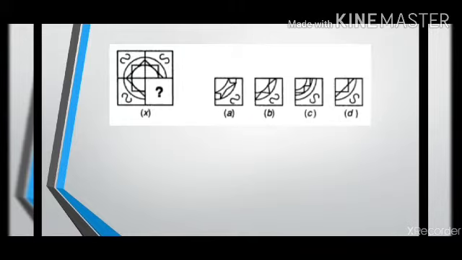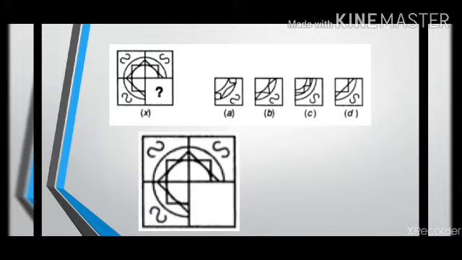Now we have a different question with us. In this question, the question figure X has a lot of smaller figures in it. Again the box is divided into four quarters, and in every quarter you can see a pattern is there which will make a box a square in the end.